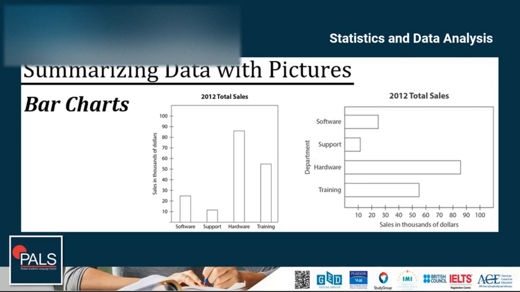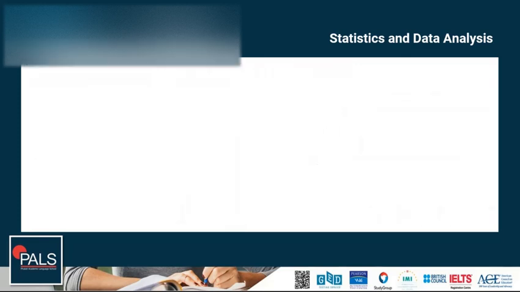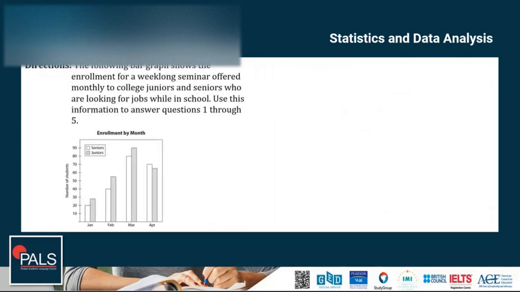The bars in bar charts can be horizontal instead of vertical. As you can see in the other bar chart, it illustrates the same data as the chart with vertical bars. The only difference is that the bars are horizontal and the scale appears along the horizontal axis at the bottom. Now, let's see an example.